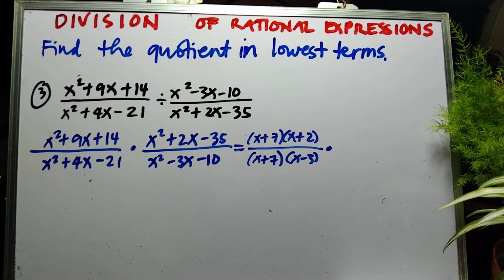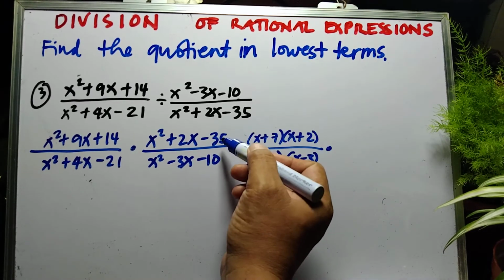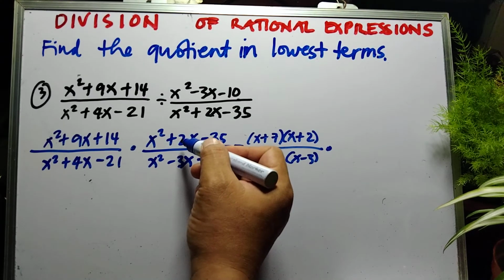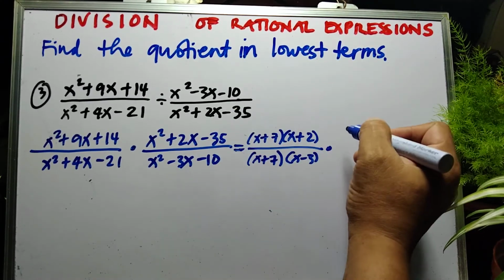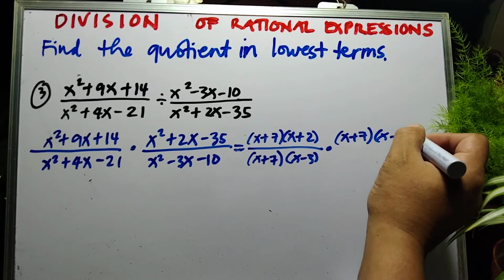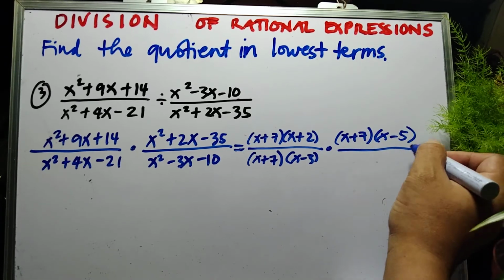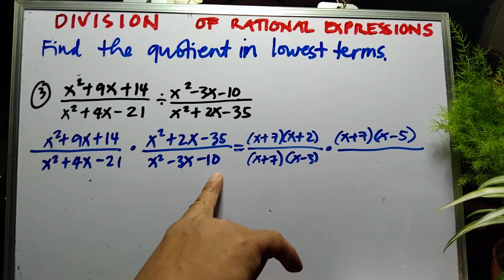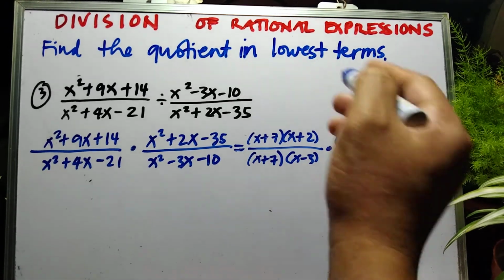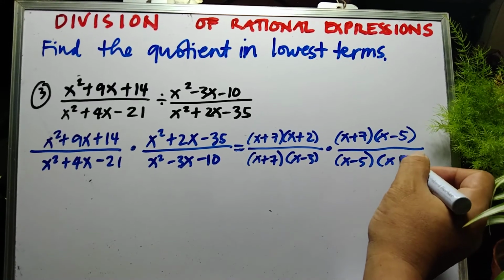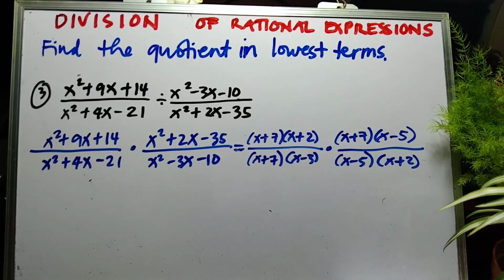So what are the factors? Just looking at negative 35. So 7 and 5. So 7 yung positive kasi 2x sa gitna eh. So x plus 7 times x minus 5. All over factor of the denominator, negative 10. So 5 and 2. Negative 3 dito. So si 5 yung negative. So x minus 5 times x plus 2. Okay? So yan yung factors na yan.